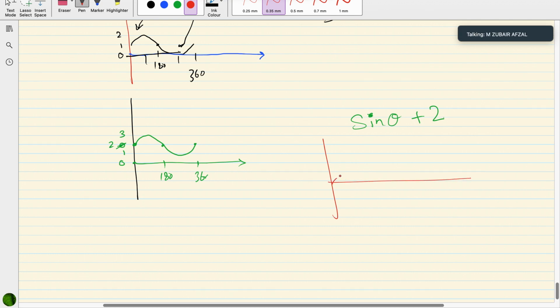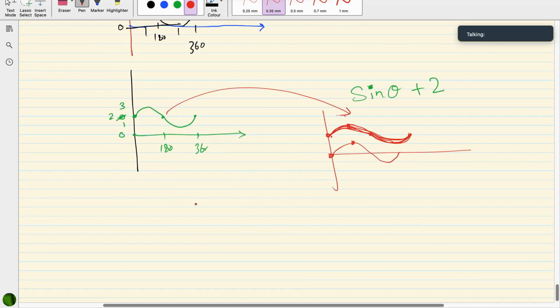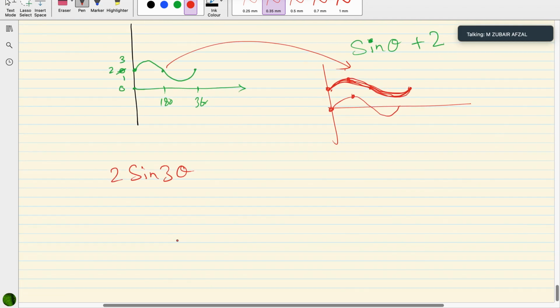Just to compare, sine theta plus 2 means from 0 it will move 2 units, from 1 it will move 2 units, from 0 again it moves 2 units. And the new graph will look like this. So see, compare these two, green and red, they would appear the same if you move the graph or you move the x-axis up and down. Now let's combine two of these. If I draw 2 sine 3 theta, now 2 is the amplitude and 3 is the number of cycles in 360.